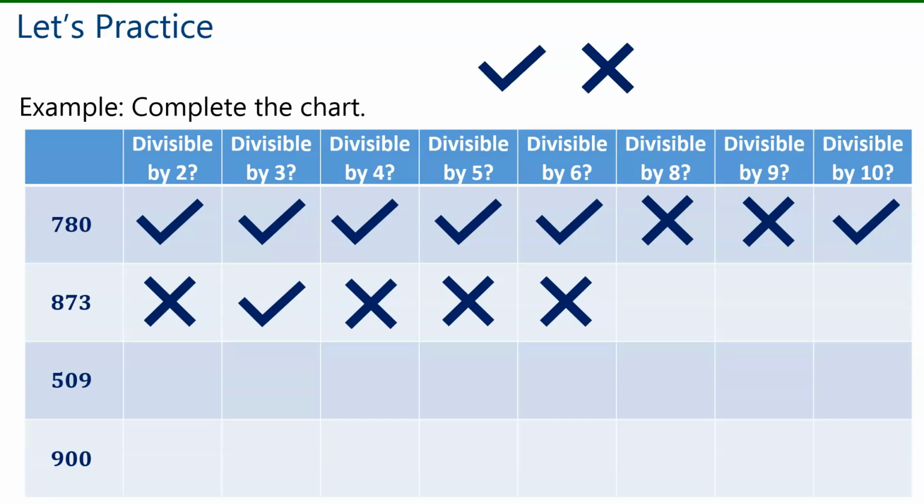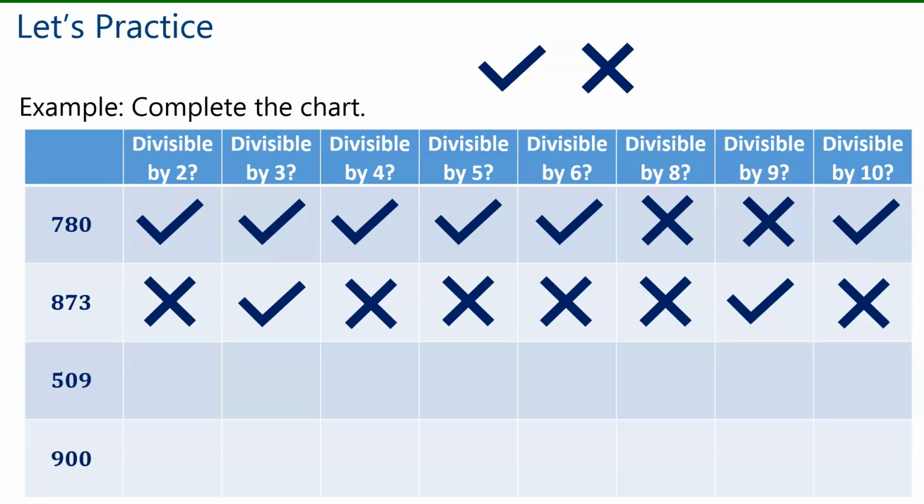In a previous video, when we looked at multiples of 4 and 8, we determined that they were all even. So we will put an X here. And we already determined that the sum is 18, so it is divisible by 9. And it is not divisible by 10 since it ends in a 3.